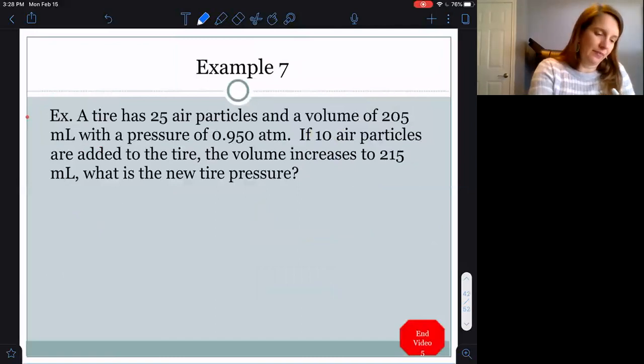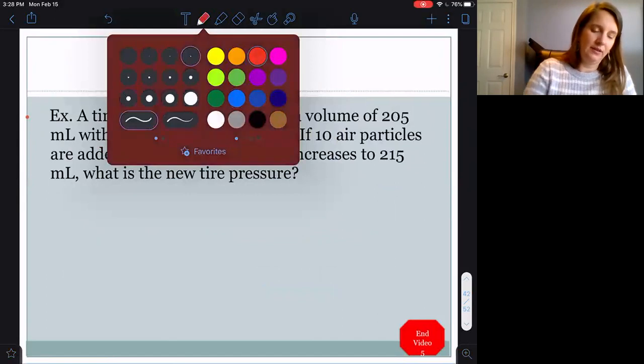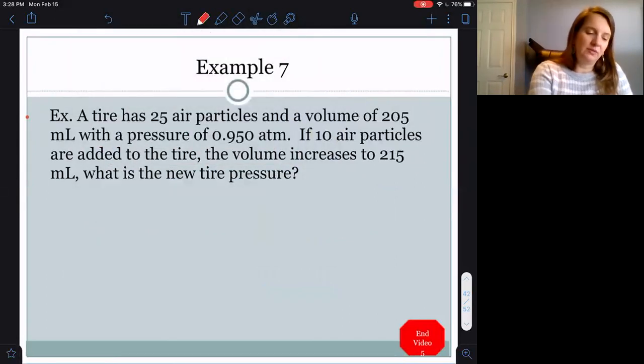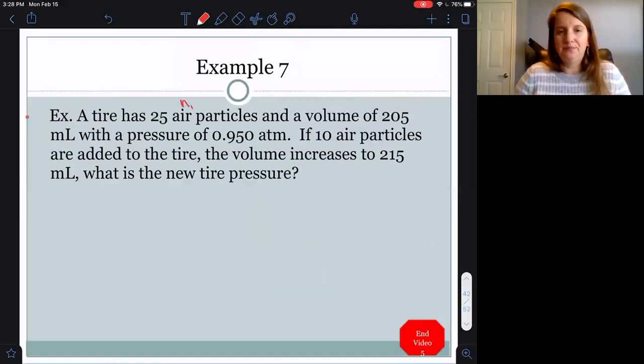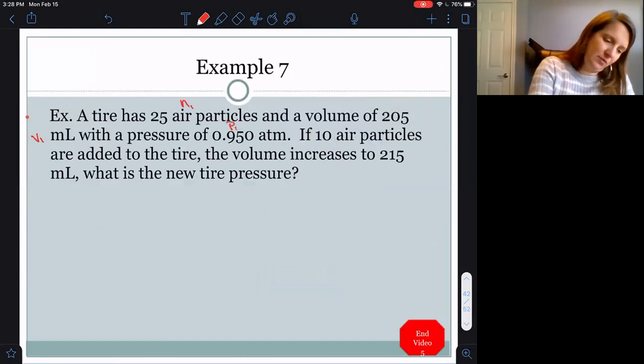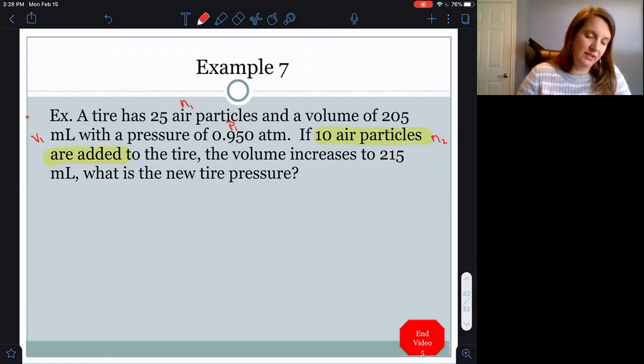All right, last one here. A tire has 25 air particles. When it talks about particles, number of moles, that's going to be your N value. In a volume of 205 milliliters, that's volume, V1, and a pressure of 0.950 atmospheres, P1. If 10 air particles are added, so that's important, that's going to be our N2 to the tire, the volume increased to 215 milliliters. What's the new tire pressure?